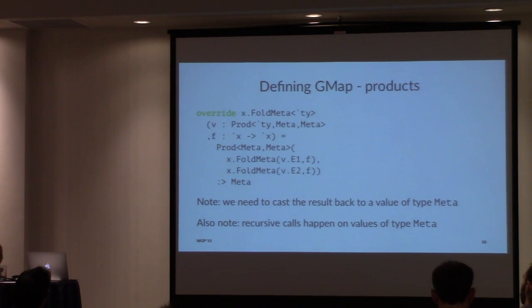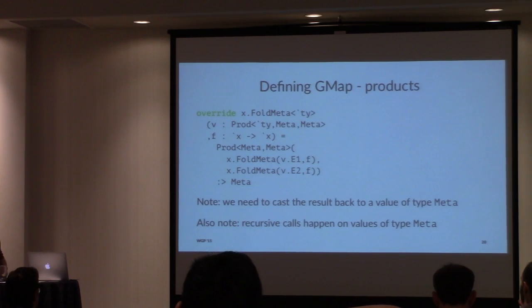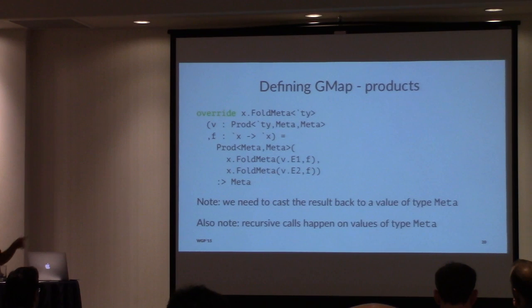So, for example, the instance for products might look something like this, where we have a product, we have a function, we create a new product, and we call fold meta on the elements that we have stored in the product. There are two notes that I should point out here. First, we cast the result back to something of type meta. We have to return a meta, so we cast it to something of type meta. And second, on these recursive calls, we're assuming that the product has two meta values stored there already, so that we can make this recursive call passing in a meta value and the function f. These are two things to point out, and I'll get back to both of them later on in the talk, but push them on the stack for now, and then we'll see why this matters later.